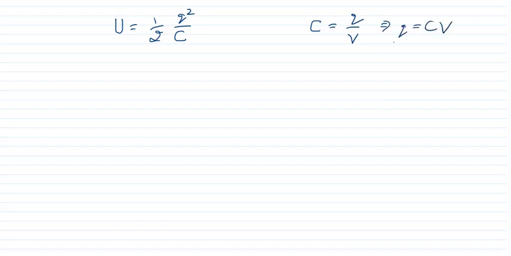Clear? Now we know the formula U is equal to 1 by 2 Q square upon C. Now we know C is equal to Q upon V, so therefore Q is equal to CV.